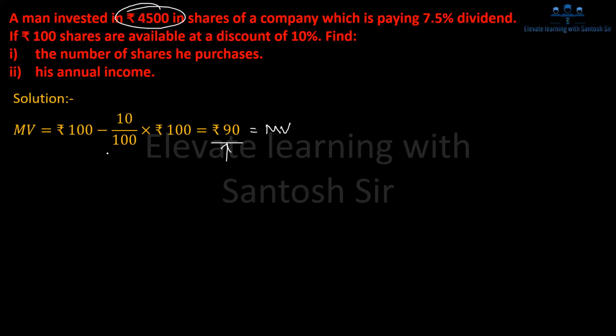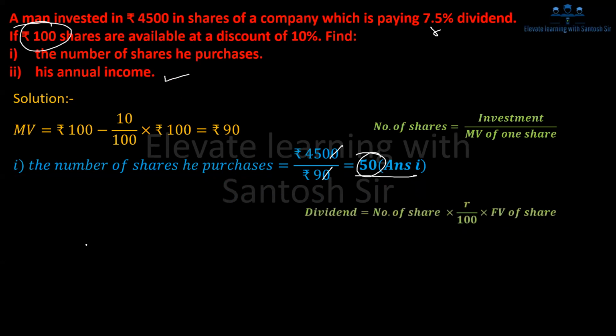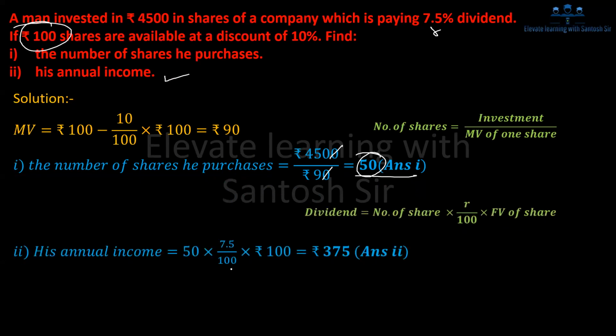And we know the investment is rupees 4,500 and market value is 90. This will help us to get the number of shares. We know that number of shares is investment upon market value of one share. So this will be 4,500 upon 90, that would be 50. Next, annual income. As we know the number of shares, we know the rate of dividend, we know the face value, we can easily find the dividend. So let us substitute and find it out. We get the dividend rupees 375.